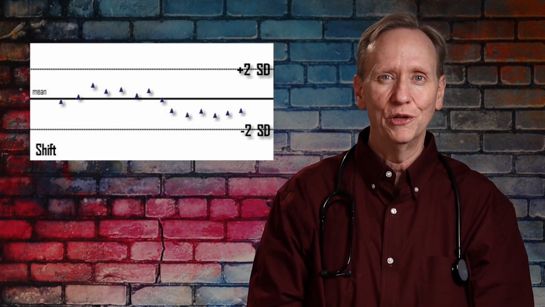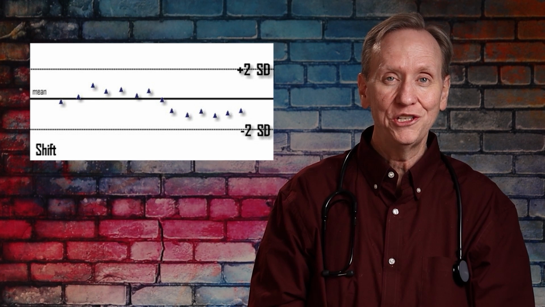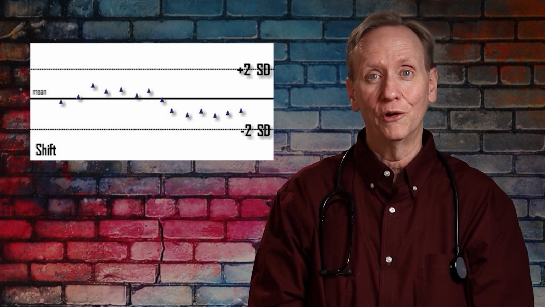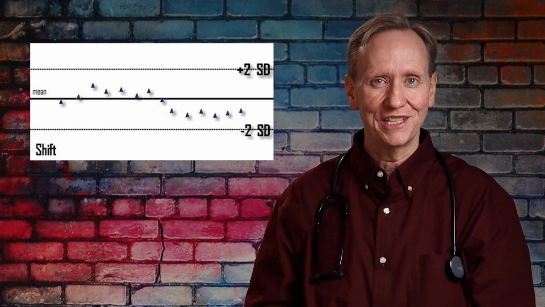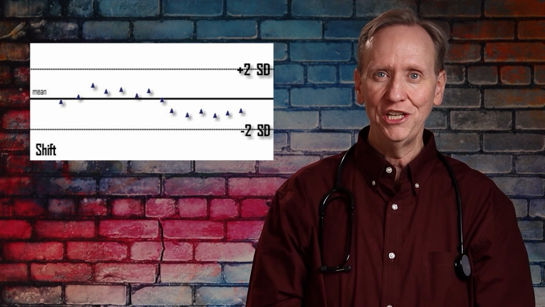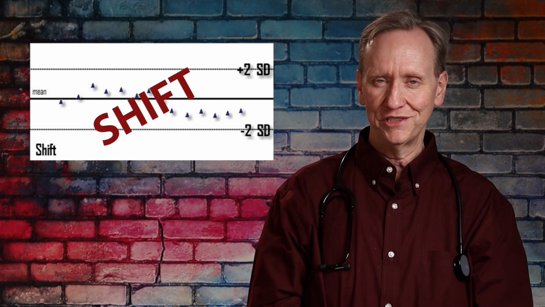They are above or below the mean, and suddenly they show up above the other or below the mean. They show up at the opposite side of the mean. This is called a shift. And shifts are interesting as well.